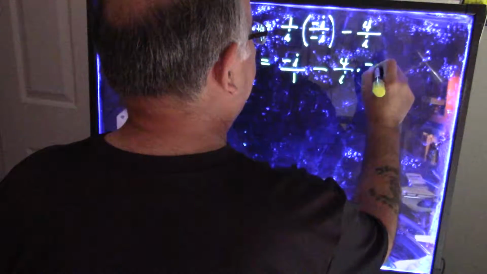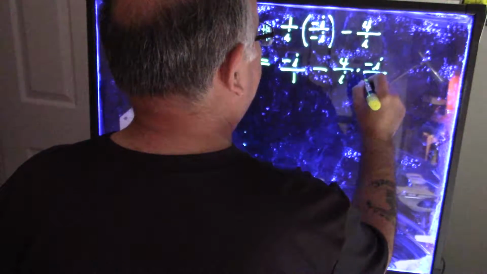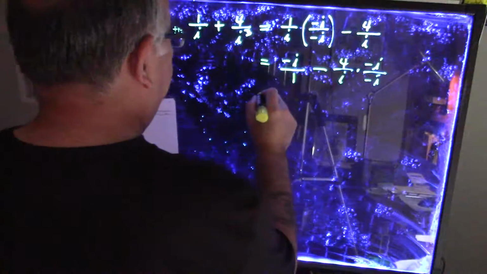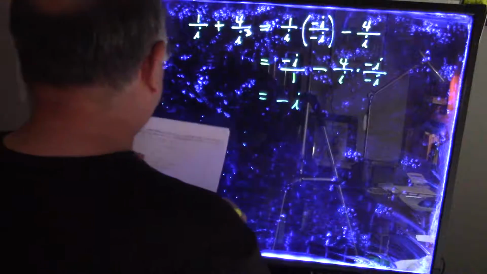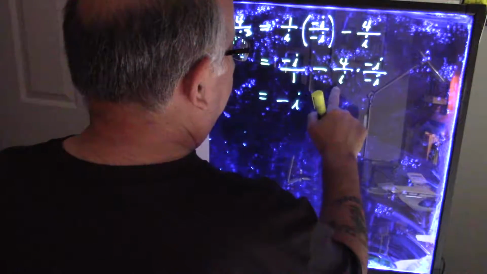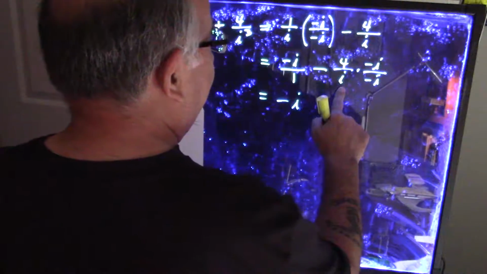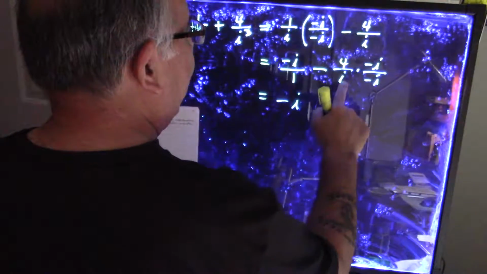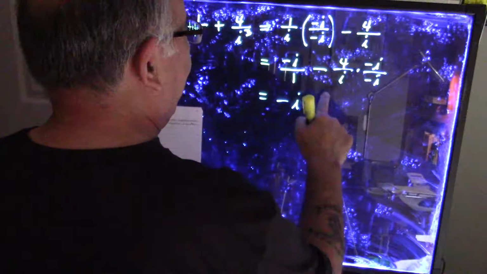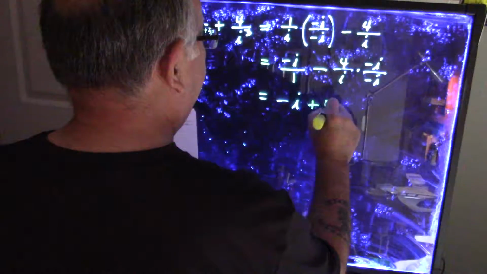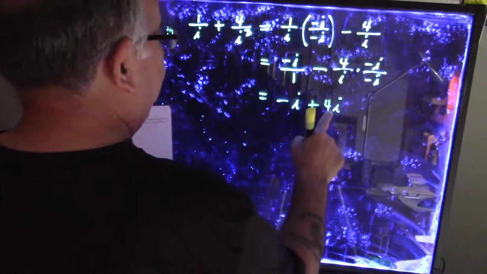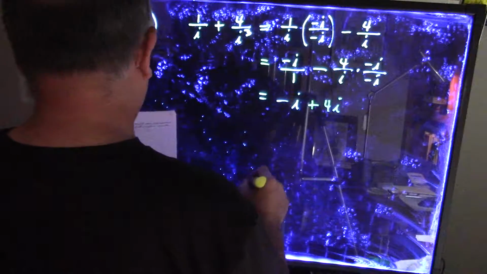Multiply that by the conjugate, i over negative i. So this is negative i, and that becomes a positive 1 in the denominator, alright, and that becomes a minus 4i, so minus a minus 4i, or plus 4i. So that's 4i minus i is 3i.